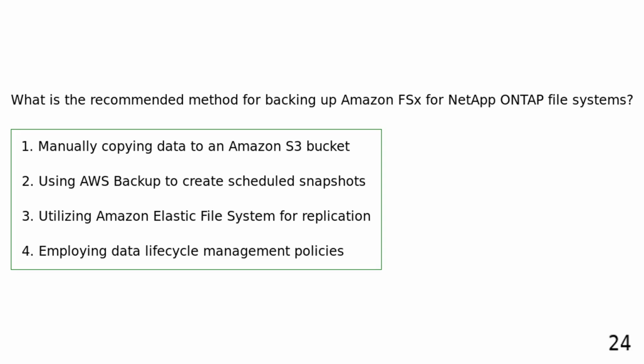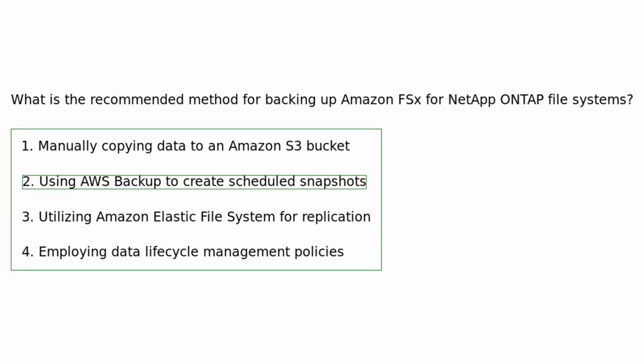What is the recommended method for backing up Amazon FSx for NetApp ONTAP file systems? Manually copying data to an Amazon S3 bucket. Using AWS Backup to create scheduled snapshots. Utilizing Amazon Elastic File System for replication. Employing data lifecycle management policies. AWS Backup provides a centralized and automated solution for creating scheduled snapshots of Amazon FSx for NetApp ONTAP file systems, simplifying backup and recovery processes.